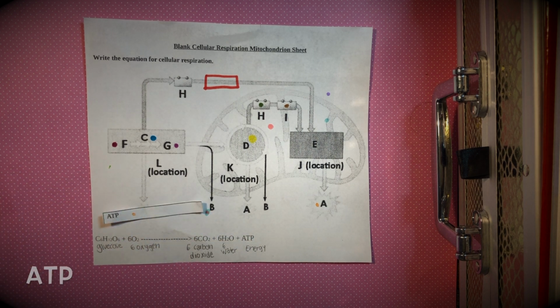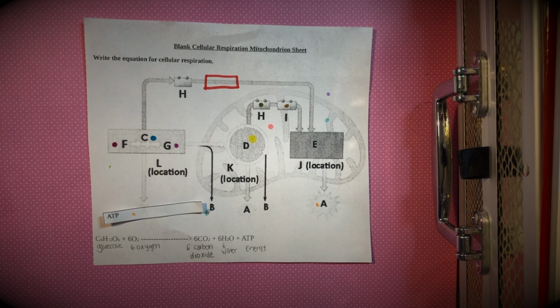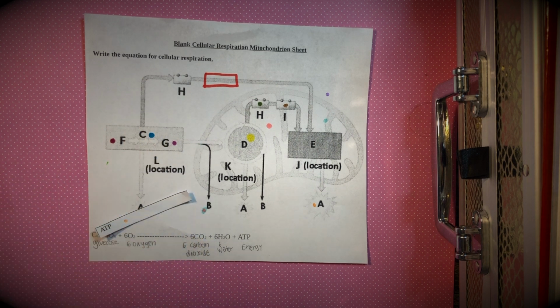ATP is used and produced in respiration. It is used to provide energy to separate glucose in glycolysis. ATP is produced by ATP synthase. ATP synthase takes building blocks of ATP, phosphate groups, and energy from moving hydrogen ions and then creates ATP.